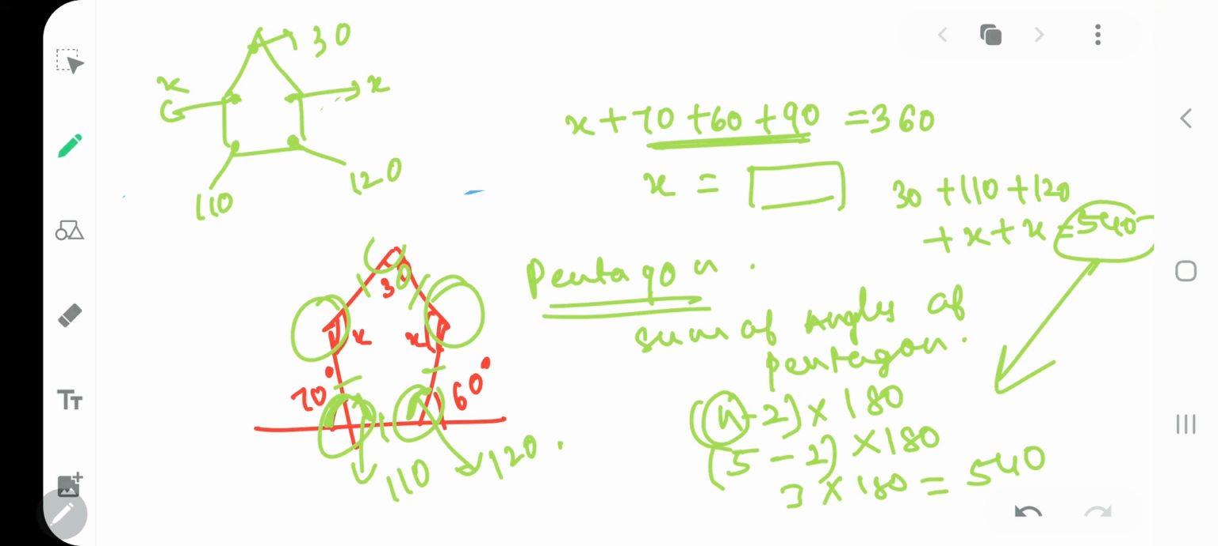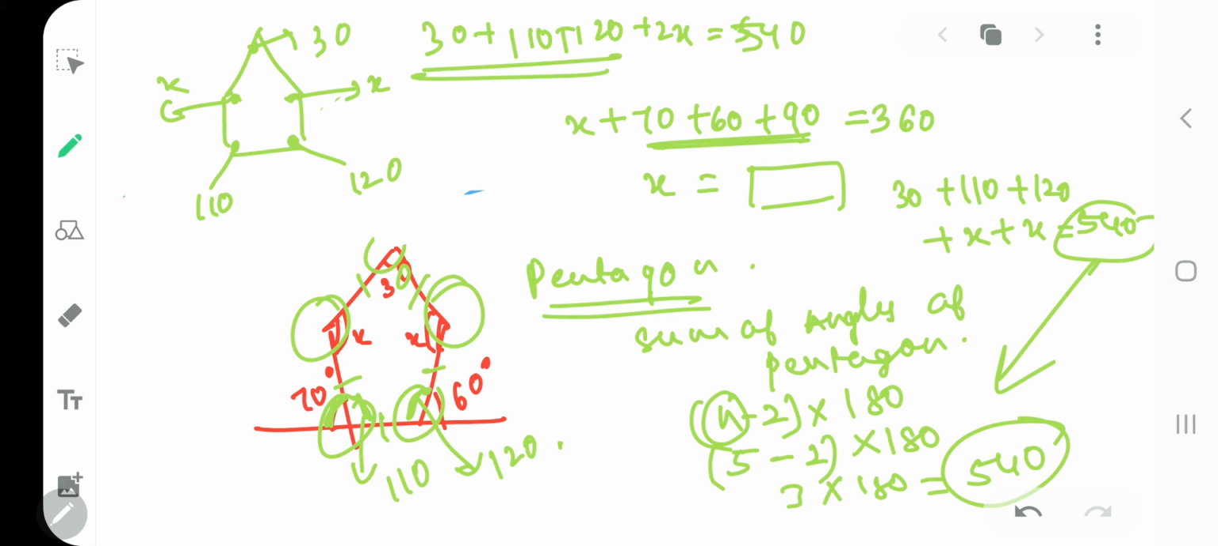Quadrilateral has the sum of angles as 360 because it has 4 sides. Now pentagon will have sum of angles as different, higher than the quadrilateral. So it has 540. We have got that point. Now you have to write all these angles: 30 plus 110 plus 120 plus x plus x, that is 2x, is equal to 540.